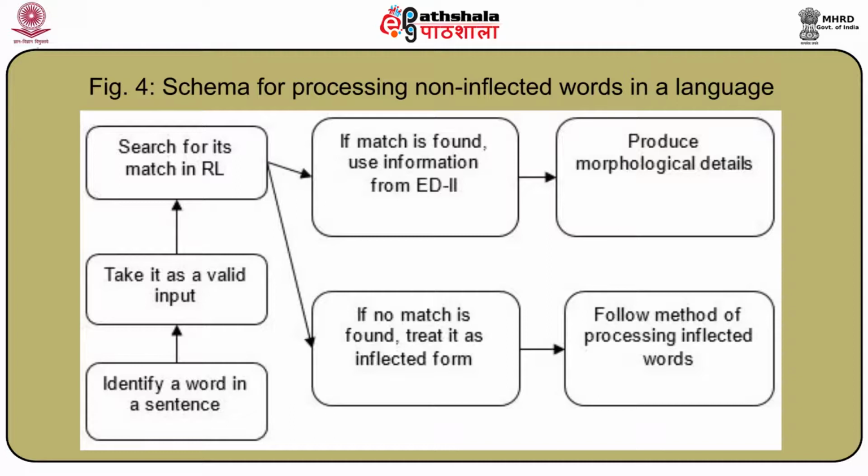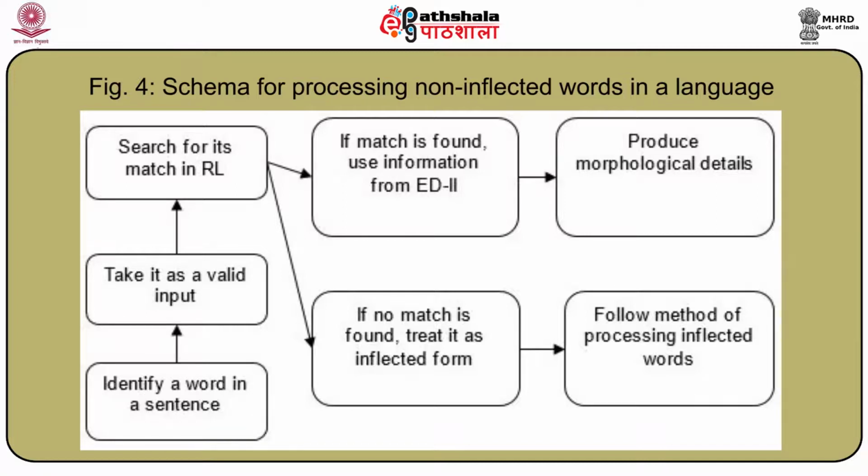What it does here is search out its root part, its match in the root lexicon. It breaks the word into two parts and takes its valid output as a valid input for the dictionary. So when it searches in the root lexicon, it does two things: it identifies the word in the sentence, takes it as a valid input part, then the search in the root lexicon starts.